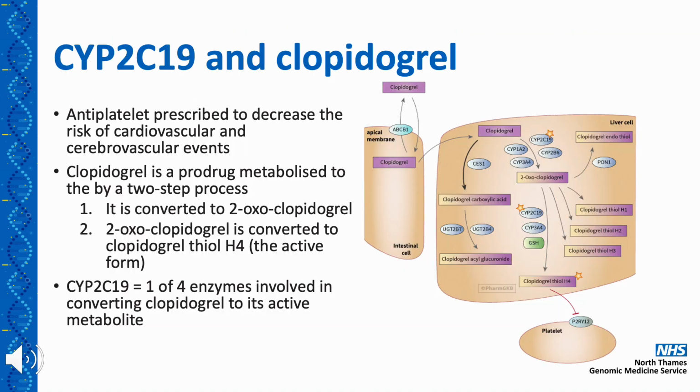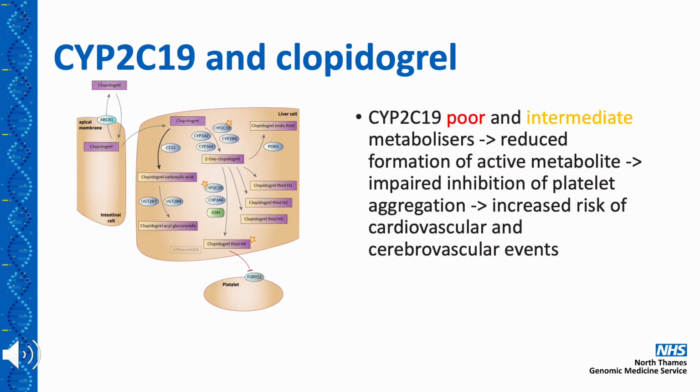One of the drugs metabolized by CYP2C19 is clopidogrel. This is an antiplatelet commonly prescribed to decrease the risk of cardiovascular and cerebrovascular events, among other indications. As a prodrug, it needs to be metabolized by CYP2C19 to the active form to take effect. In individuals with reduced CYP2C19 metabolizer status, formation of the active form is impaired, which can reduce the effectiveness of the drug and lead to a greater risk of cardiovascular and cerebrovascular events.